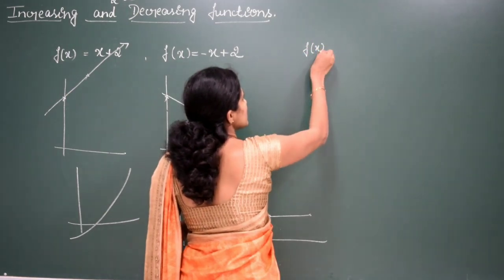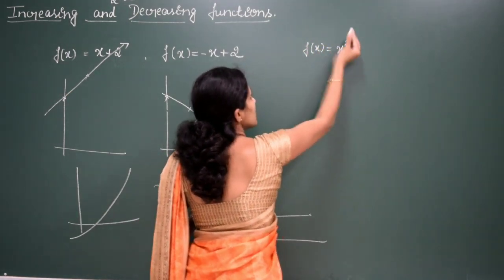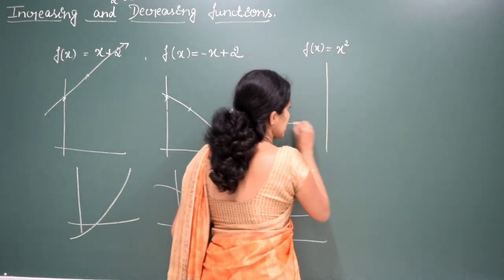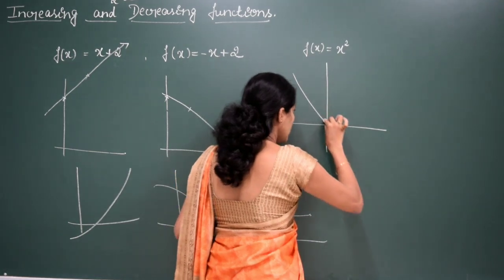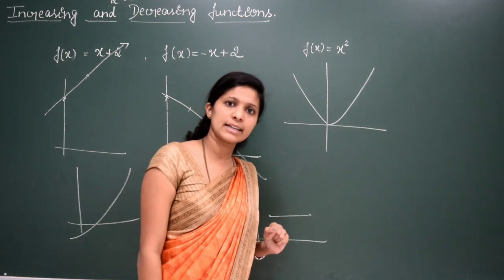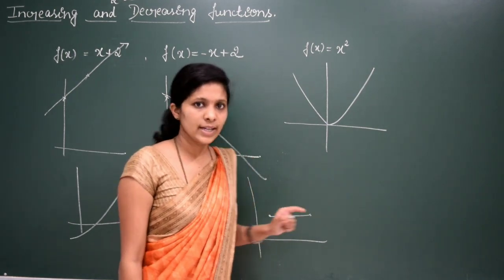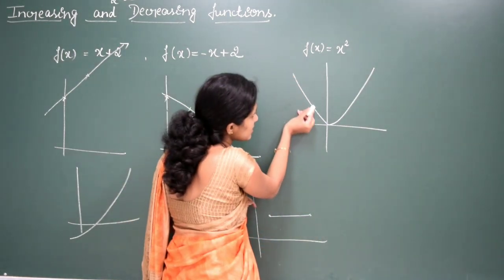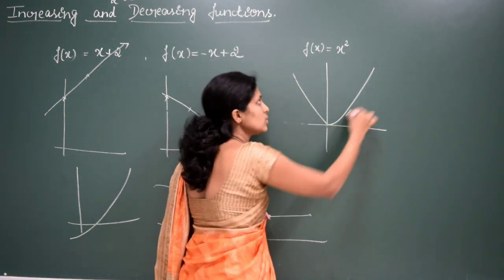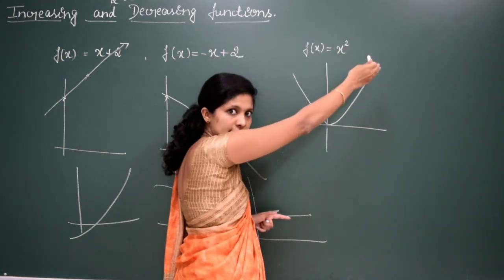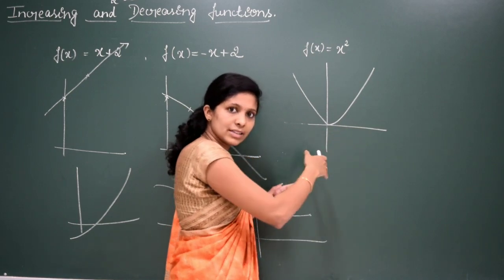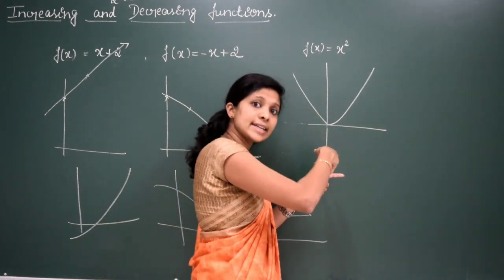We'll consider one more example. f of x is equal to x square. It will give you a parabola, right? I'll draw the parabola, a rough diagram. So this is the parabola. Now can you say whether the function is increasing or decreasing? No, right? Because here you can observe that from here to here the function is decreasing. After that, from here to the next, the function is increasing. So this function is neither increasing nor decreasing. Both are there; it is increasing as well as decreasing.